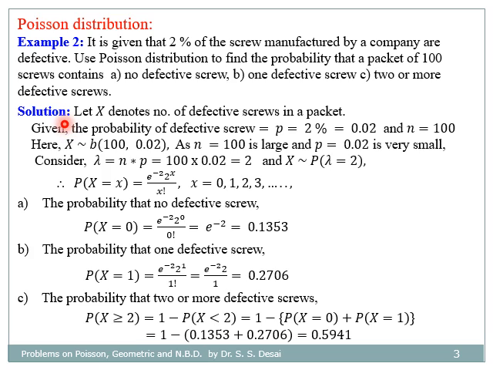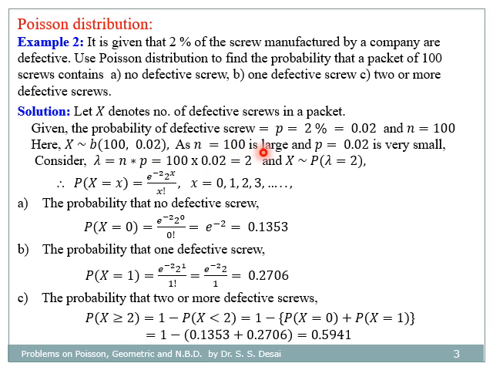For the solution, let us consider X as the number of defective screws in a packet of 100. So given that the probability of a defective screw, that is p equal to 2%, that is 0.02, and the sample size n is equal to 100. So here X follows binomial with 100 and 0.02.